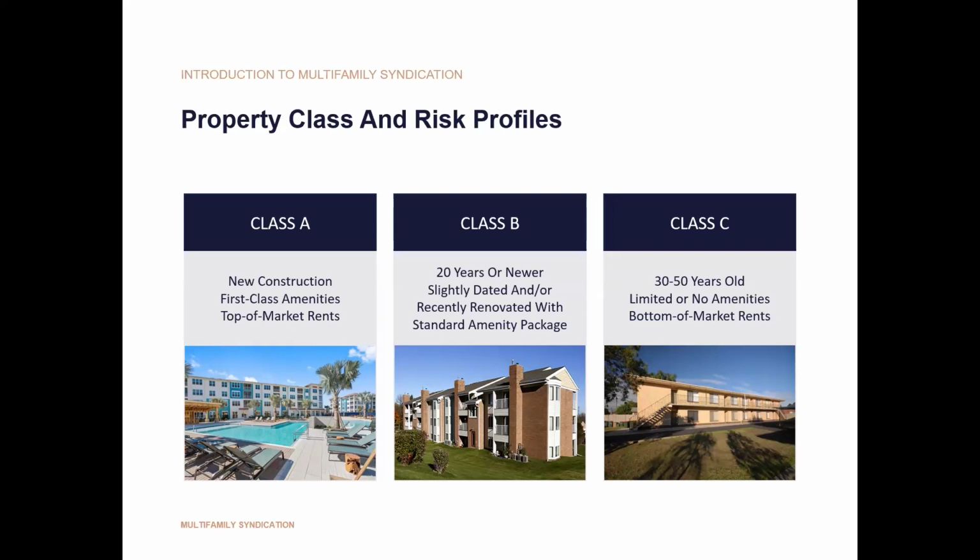A Class A property, for example, is your new construction, first class amenities, and market rents that are at the top of the market. Class B is where we spend a good amount of our time investing. We like this classification. 20 years or newer, slightly dated, but not wearing down. They might have been recently renovated with a standard amenity package. So not a ton of frills with these Class B apartment buildings, but there's opportunity in Class B apartment buildings.